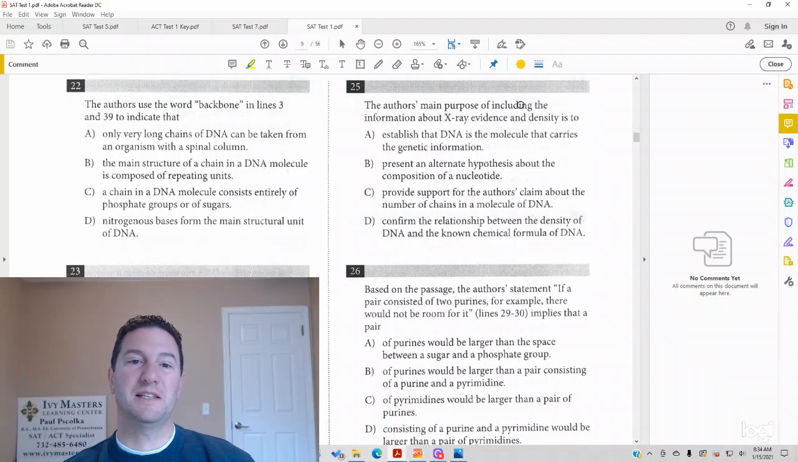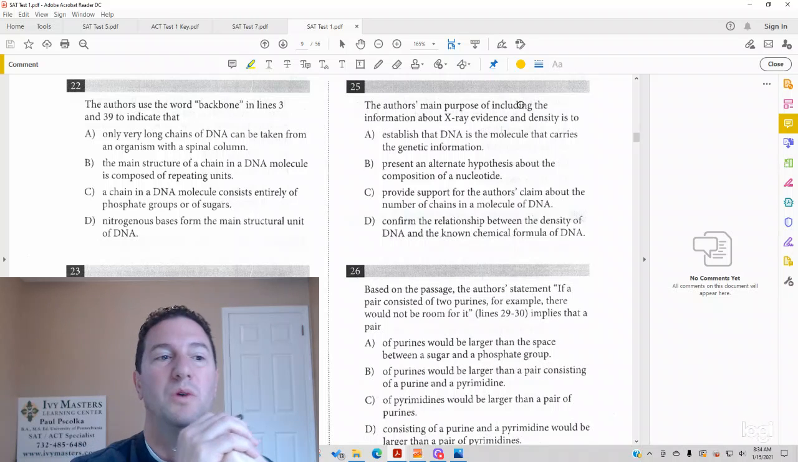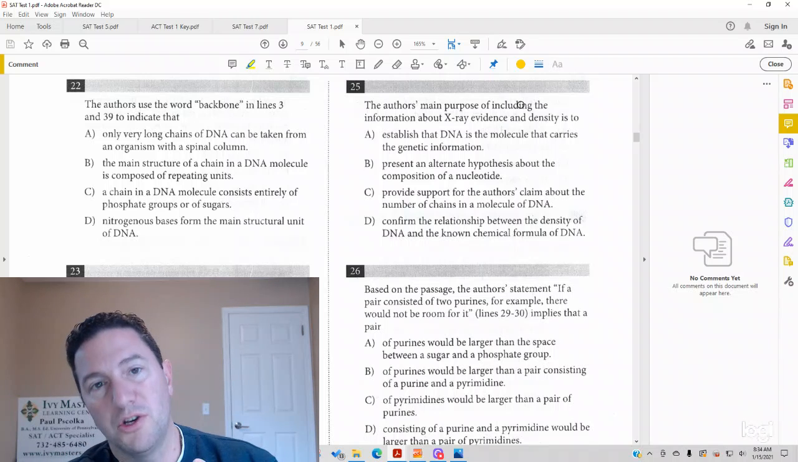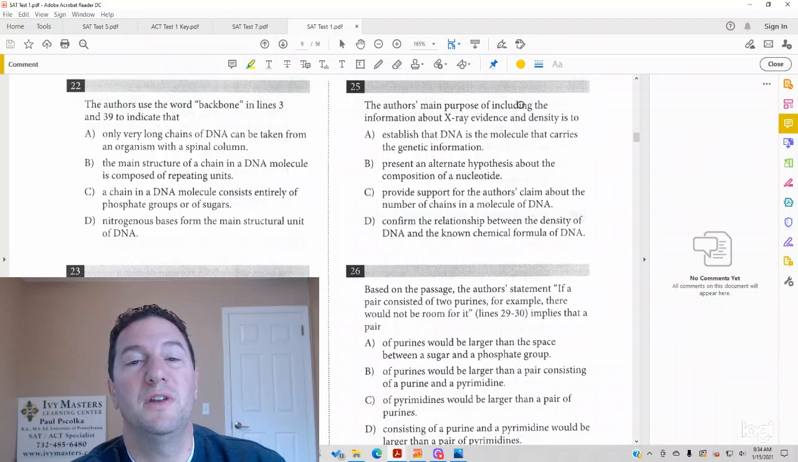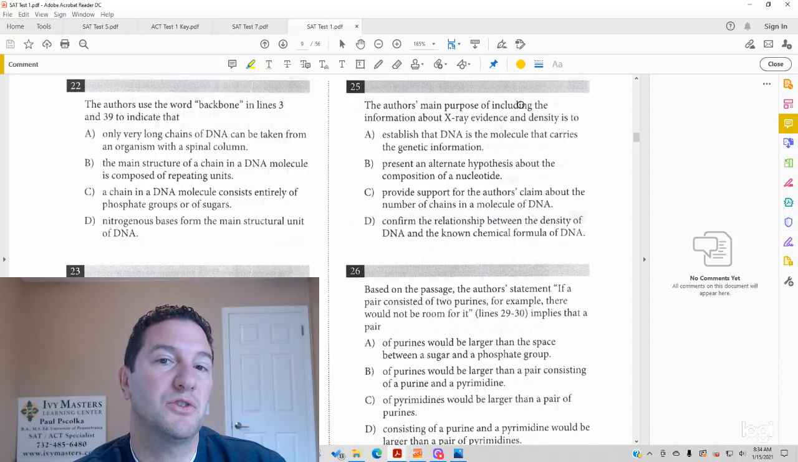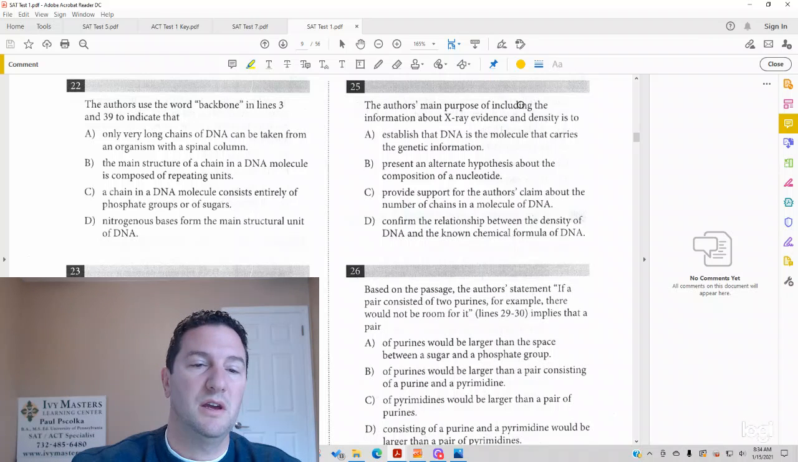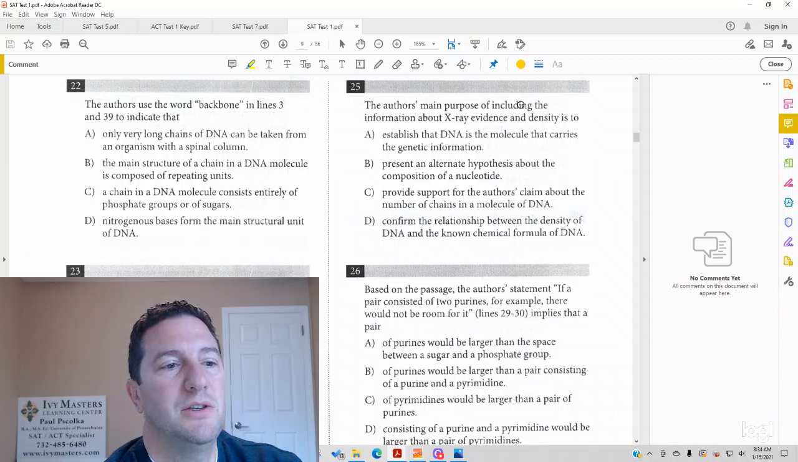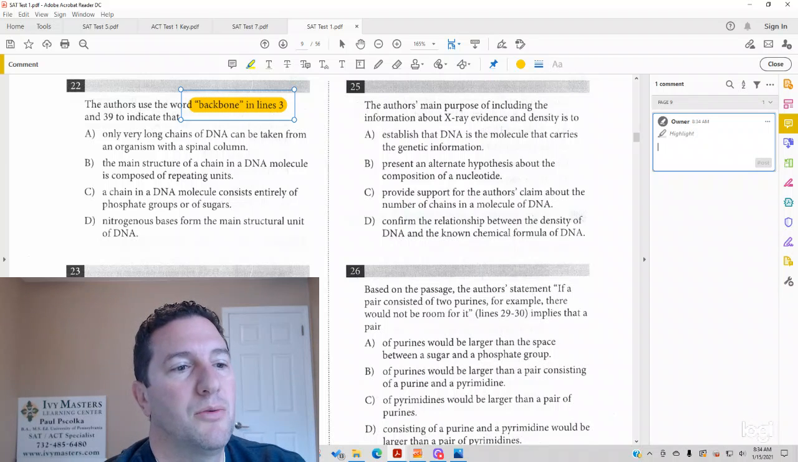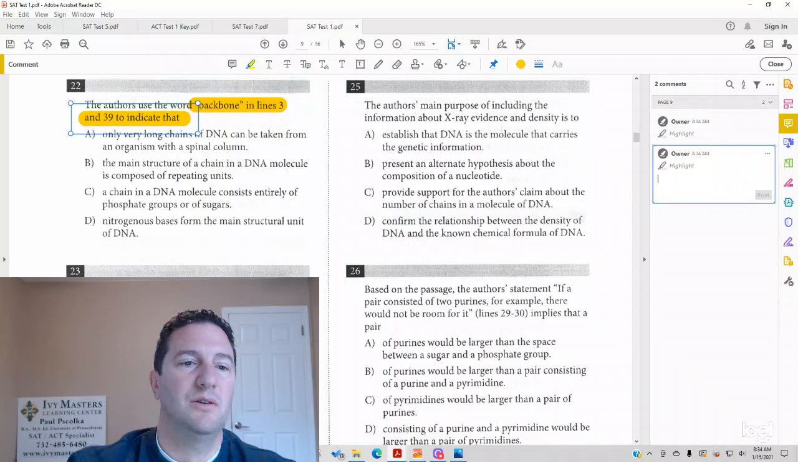And today we're going to look at Test 1, Section 1, number 22. Now, shout out to my Thursday 6 to 8 class. Number 4 and 11, there's already videos for, so you could just search those, go to videos, and search those numbers, and you'll find those videos. But for number 22, it reads, the authors use the word backbone in line 3 and 39 to indicate what?